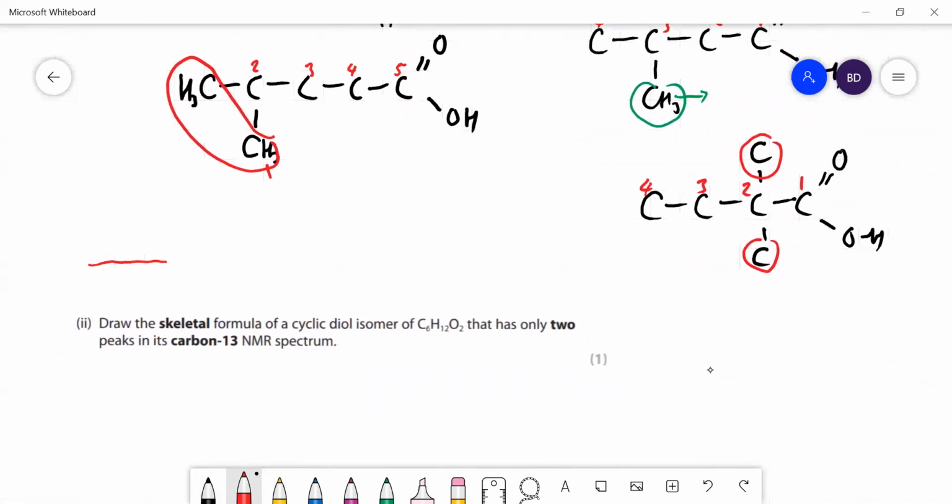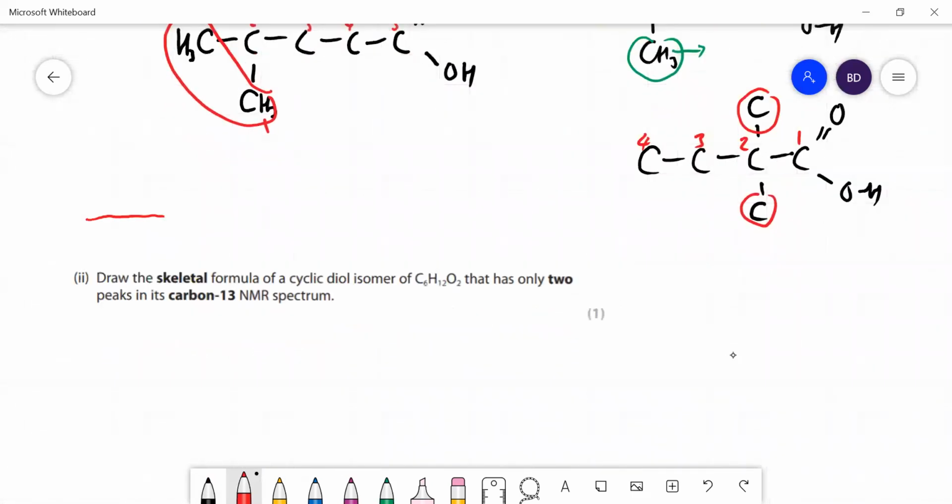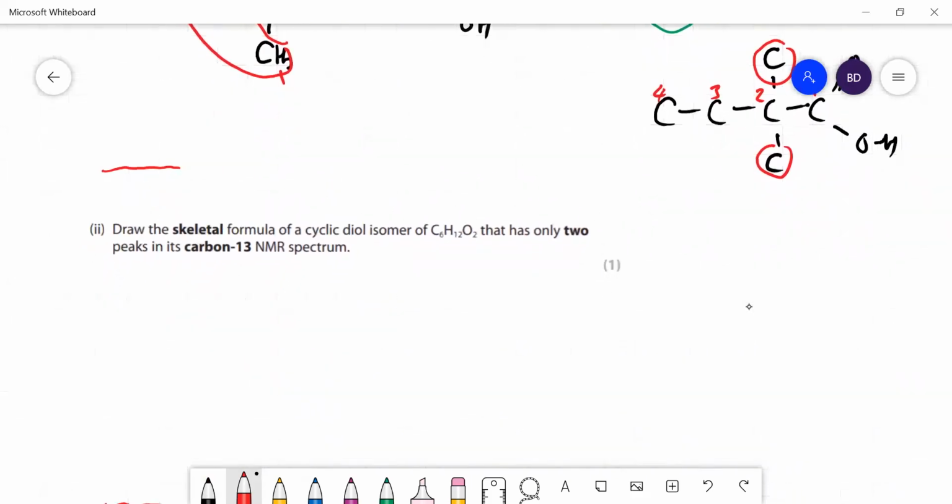Okay, draw the skeletal formula of a cyclic diol of C6H12 that's only got 2 peaks in its carbon-13 spectrum. Right, so to have so few peaks, we're probably going to have quite a bit of symmetry there. So let's put, oh, by the way, if you have it cyclic, that would account for this carbon to hydrogen ratio, which is CnH2n, not +2. That means you lose 2 carbons when it's cyclic.